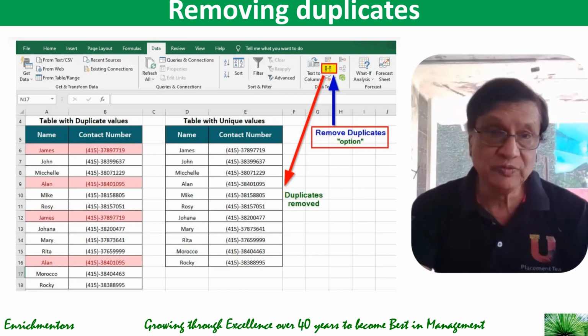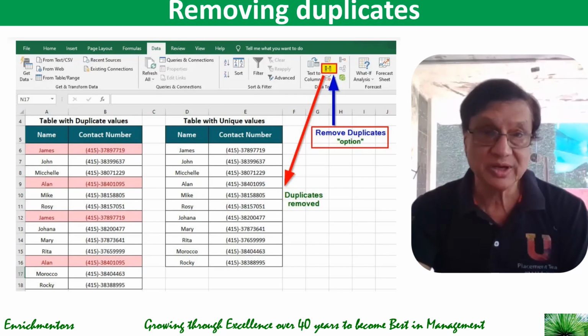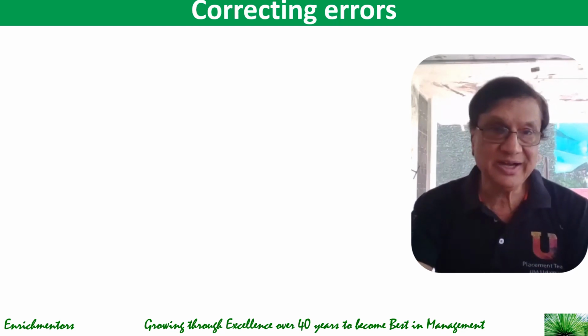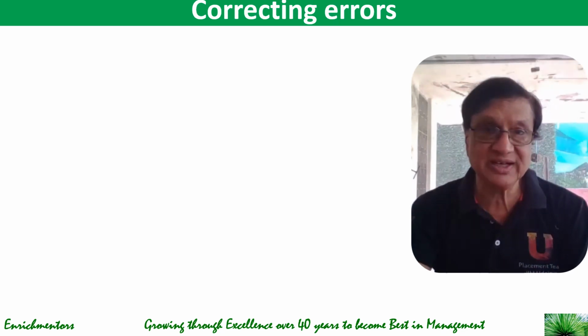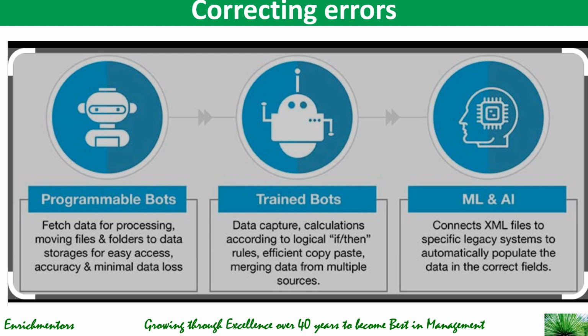Now you can remove duplicates across the entire row that has complete, let's say, duplication, or you can also remove partial duplicates as you need to. Correcting errors is another one where you need to fix errors or inconsistencies in data entries manually or programmatically. And for programmatic usage, there are bots which can fetch data for processing, moving files in folders to storage for easy access. There are trained bots, and there are ML and AI programs. So there are a variety of programmatic methods that are emerging for correcting errors.